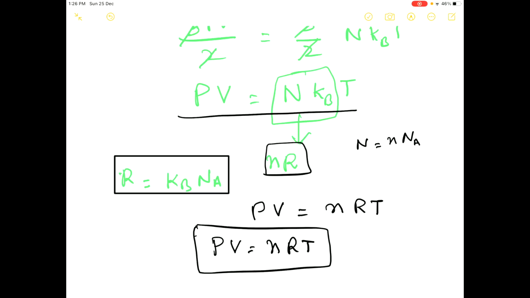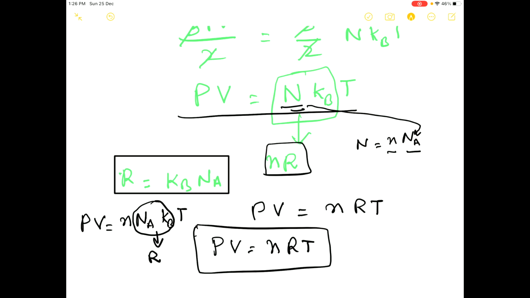Here, PV is equal to N kB T, where N is the total number of molecules, and the total number of molecules is equal to number of moles into the Avogadro number. Now we replace it: PV is equal to n NA kB T, and here kB NA is equal to R. Hence we get the equation PV is equal to nRT, and this is the ideal gas equation. So we have derived the ideal gas equation on the basis of kinetic theory.